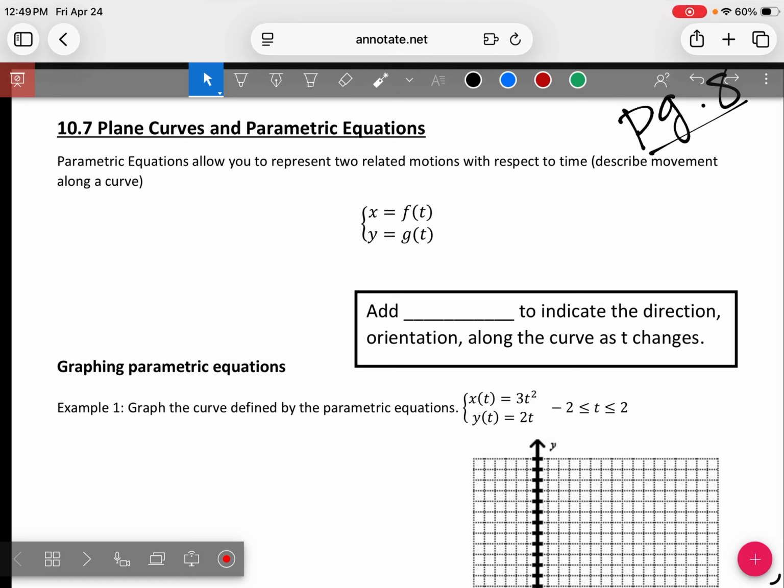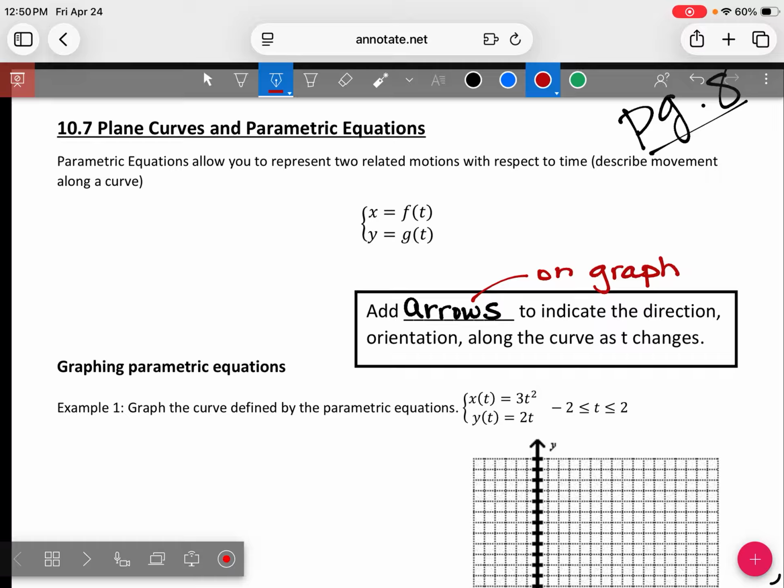which allow you to represent two different related motions with respect to time. So we're going to have two equations. We're going to have our x function and our y function, but both of these are in relation to time. It's very important that you add arrows to indicate the direction or orientation along the curve. The arrows are on the graph, and you'll see what I mean in a second.